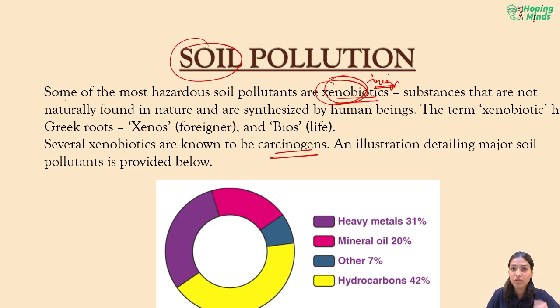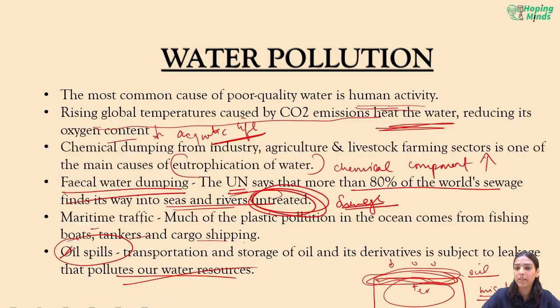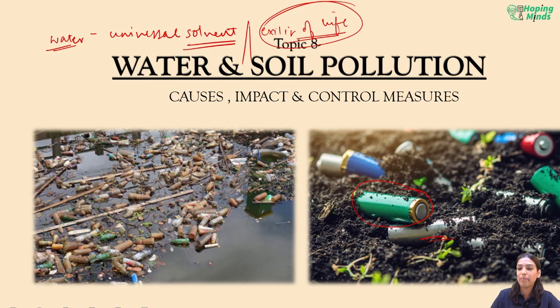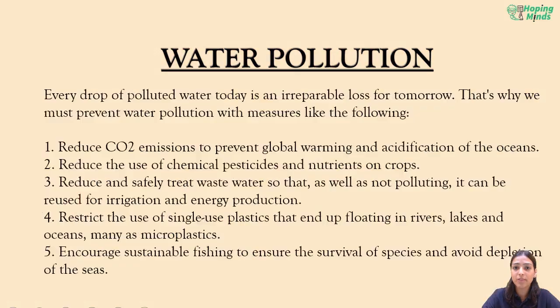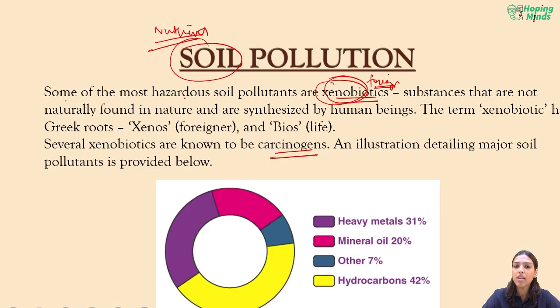The natural composition of soil has to be something that has nutrients, right? Not something that is carcinogenic, like we mentioned earlier in this picture. Now this battery that's present in the soil is not a natural component of the soil, it's a foreign element. So heavy metals, hydrocarbons, mineral oils are major soil pollutants.